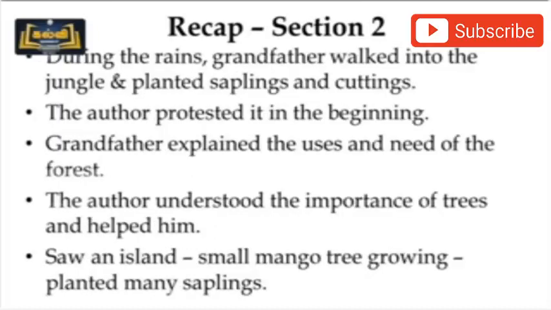In section 2, we saw that during the rains, grandfather walked into the jungle and planted many saplings and cuttings. The author protested in the beginning, saying, "Who is going to see them?" Grandfather explained to him the uses and need of the forest. The author understood the importance of trees and helped him. They saw a small rocky island in a dry riverbed. A small mango tree was growing on the island. Grandfather said, "If a small mango tree can grow here, so can the others." They planted many saplings on that island.